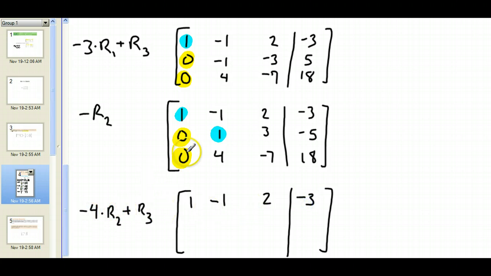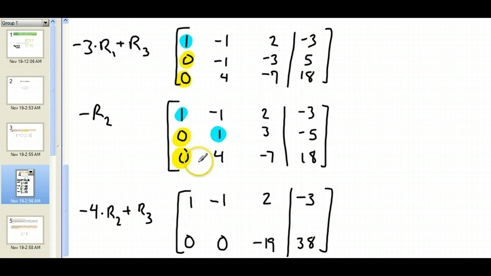Negative 4 times 0 is 0. 0 plus 0 is 0. Negative 4 times 1 is negative 4. Negative 4 plus 4 is 0. Negative 4 times 3 is negative 12. Negative 12 plus negative 7 is negative 19. And then finally, negative 4 times negative 5 is positive 20. And then positive 20 plus 18 is positive 38.